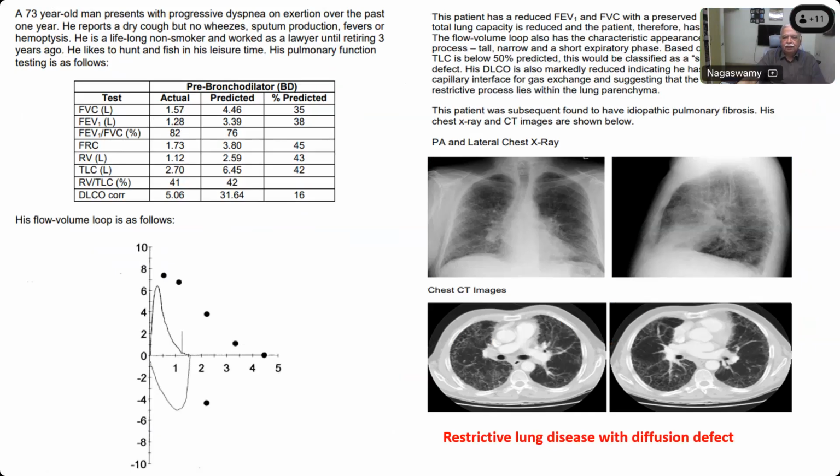Only three things: one is obstructive, another is restrictive, third is mixed. If FVC is low, FEV1 is low, the FEV1 to FVC ratio is normal, and TLC is low, it is restrictive. If FVC is low, FEV1 is low, the FEV1 to FVC ratio is very low, and TLC is normal or raised, it is obstructive. And if the TLC is low and all the other things are also low, it is a mixed disorder. Very simple to understand.